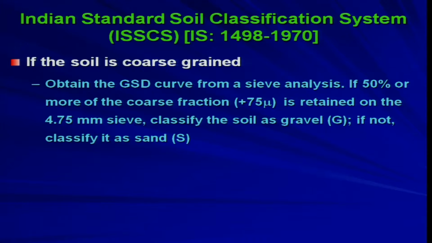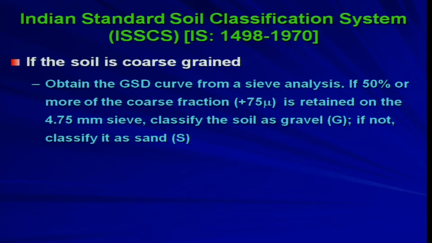If the soil is coarse grained, then obtain the GSD, that is the grain size distribution curve, whatever we have seen before, from a sieve analysis. You perform the sieve analysis because you are dealing with coarse grained soil. You need to perform the sieve analysis for getting the gradation, so obtain the GSD curve from a sieve analysis.